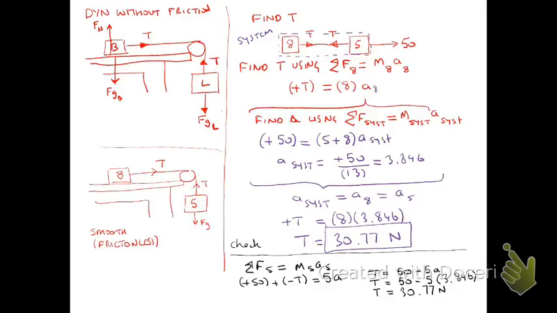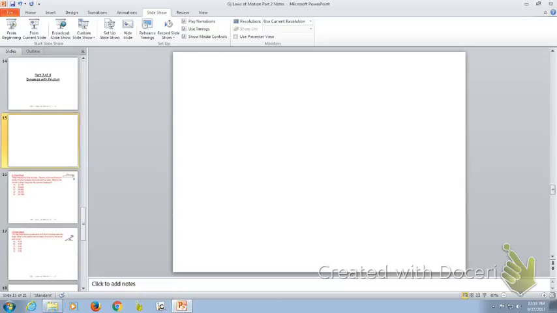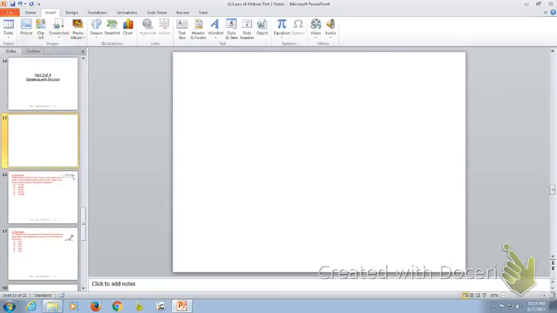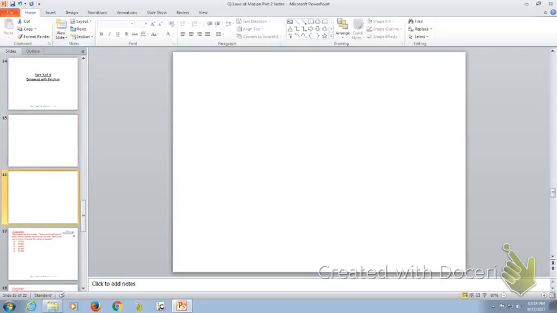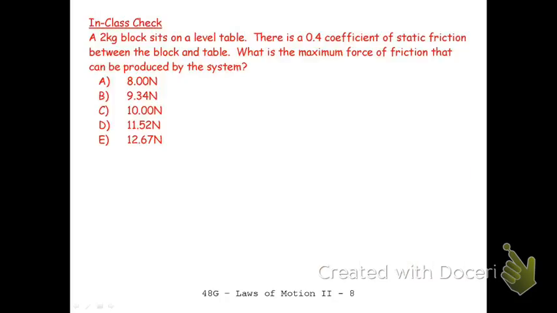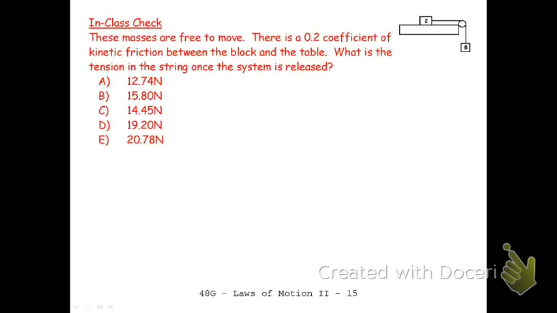So I should have put, no, it's there, isn't it? It's not in the insert. Let's go slideshow there. Okay. Oh, sorry.